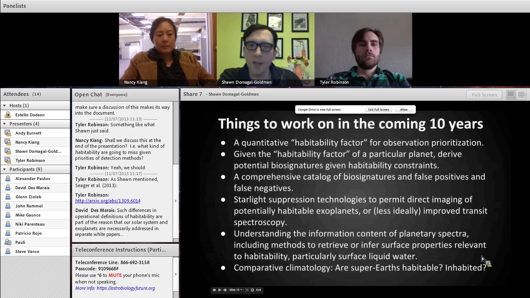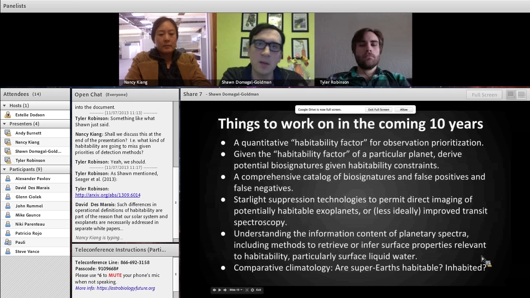So we haven't talked a lot about technology, and in general, we're avoiding that in the roadmap. We put this one bullet point in here because it's so critical. We need better starlight suppression technology so we can directly image these planets. That's going to be the best way to get the data that we want to assess habitability and to assess the presence of life. Otherwise, there's almost no way to do it. We can do it with transit spectroscopy. That's only going to probe the upper parts of the atmosphere.